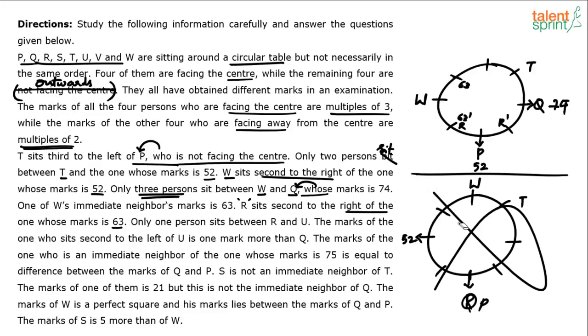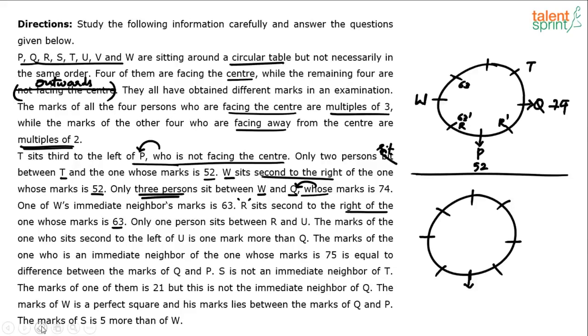And let me finish it. There are 2 possible cases, like we all know. I'm trying those 2 now. I'm better off fixing whatever we know already. So P 52 is fixed. Q 74 is fixed, T is fixed here, and W is fixed here, right? P facing outwards with 52 marks, Q facing outwards 74 marks, T is here, W is here.